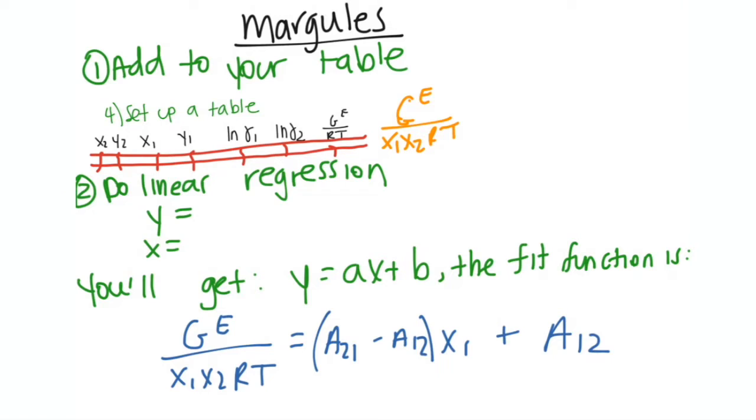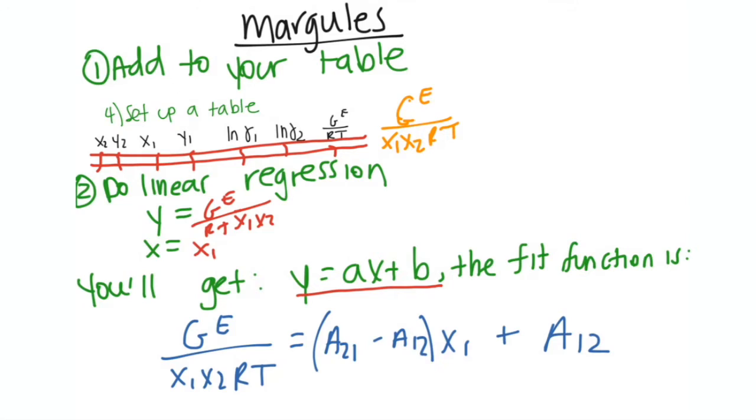So when you're doing your linear regression on your calculator, for your y values, you're plugging in this column we just added. So your y values are going to be GE over RT x1 x2. This is what you're plugging in for your y. For your x values, you're plugging in your x1. Okay? Pretty straightforward, not too complicated. So what you see is you'll get an equation of a line. Your calculator is going to give you something that looks like this. Y is equal to ax plus b.